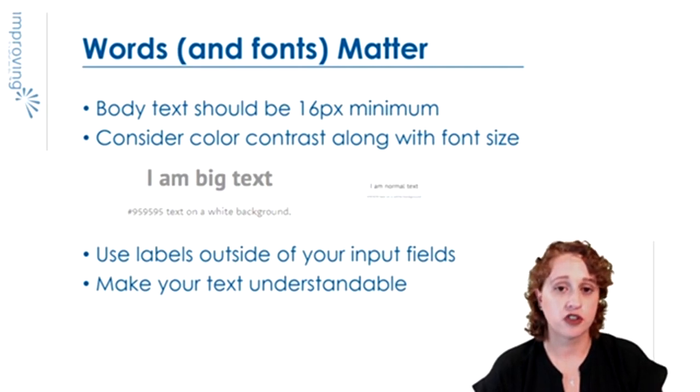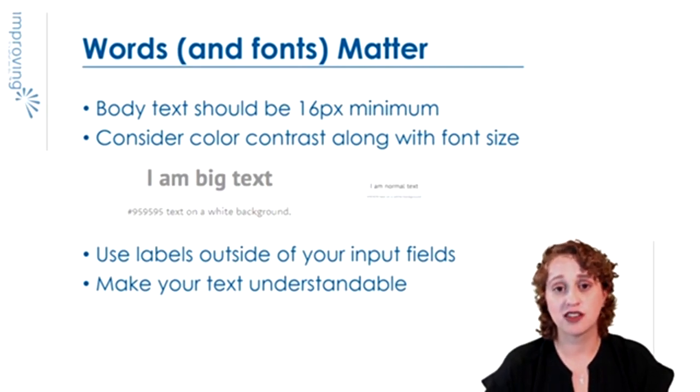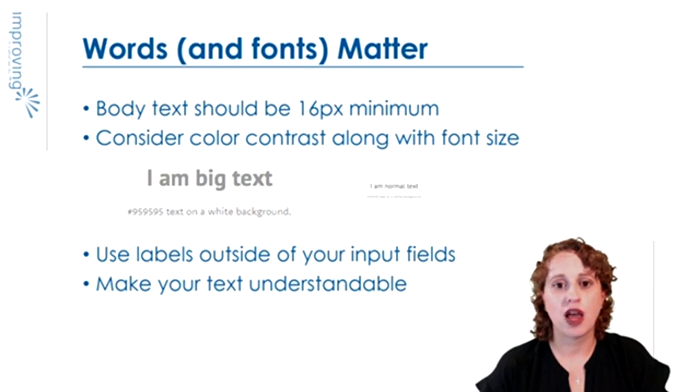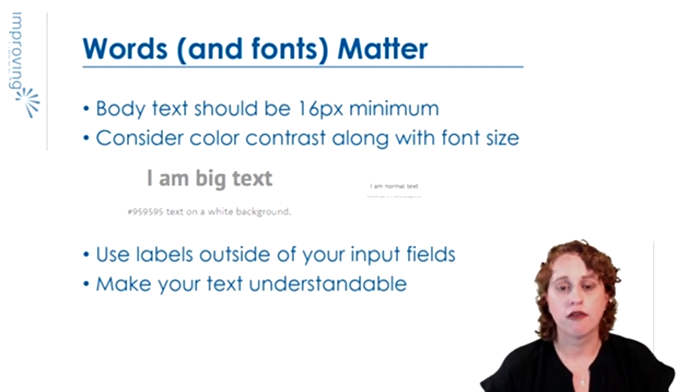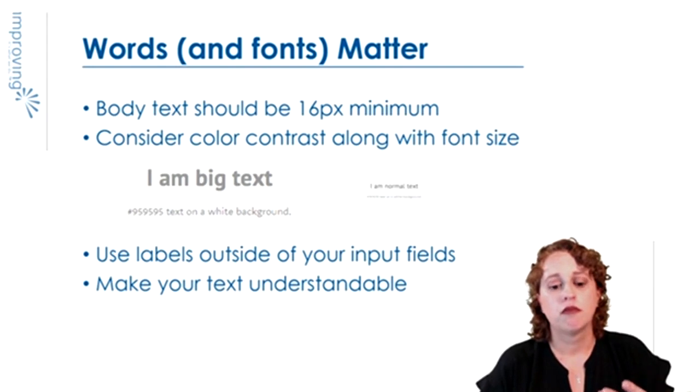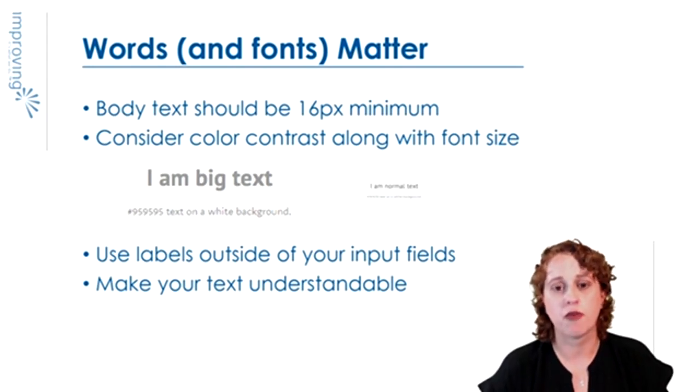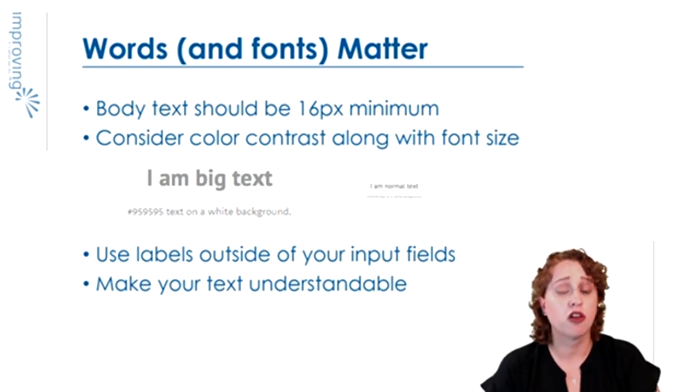So first, words and fonts matter. Your body text should be 16 pixels minimum whenever possible. You don't want people to have to zoom all of the time. Your standard formatting should be as readable as possible by an average user, and then people with impairments can modify it from there.